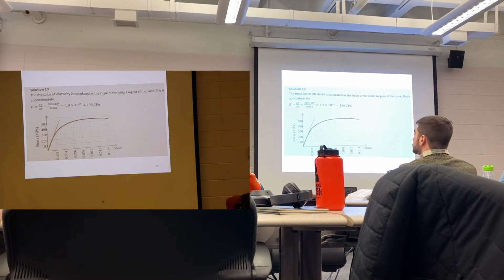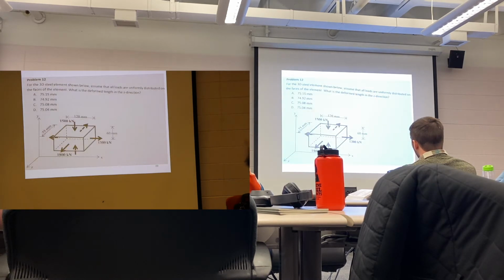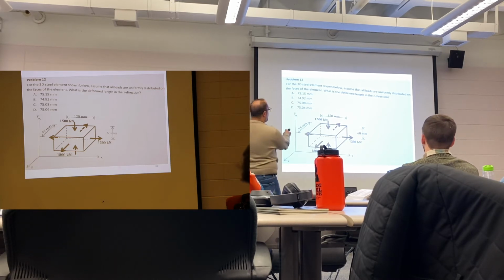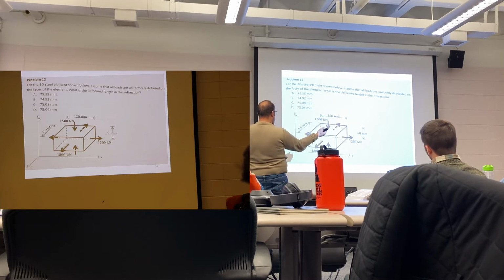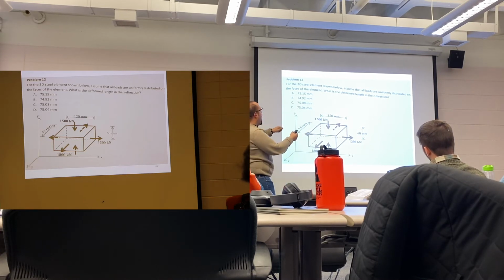Okay. Now comes a bit of a fun question. Generalized Hooke's law. For the 3D steel element shown below, assume that all loads are uniformly distributed on the faces of the element. What is the deformed length in Z direction? What's happening here? I'm tensioning in Z direction. I'm tensioning in X direction, which will reduce Z a bit. I'm compressing in Y direction, which will increase Z a bit. So what is your expectation? Will Z increase or decrease in total? Increase, so now you are between A, C and D.